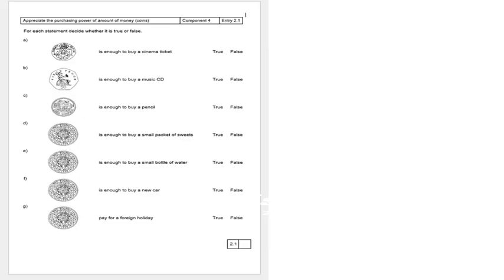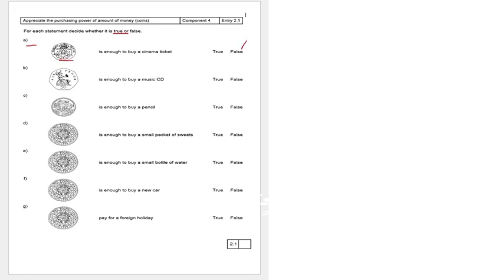Now looking at entry 2.1 component 4, appreciate the purchasing power of money. This is understanding the value of money, how much things are worth, product wise or service wise, in a typical marketplace. For each statement, decide whether it's true or false. For part A, 20 pence is enough to buy a cinema ticket.